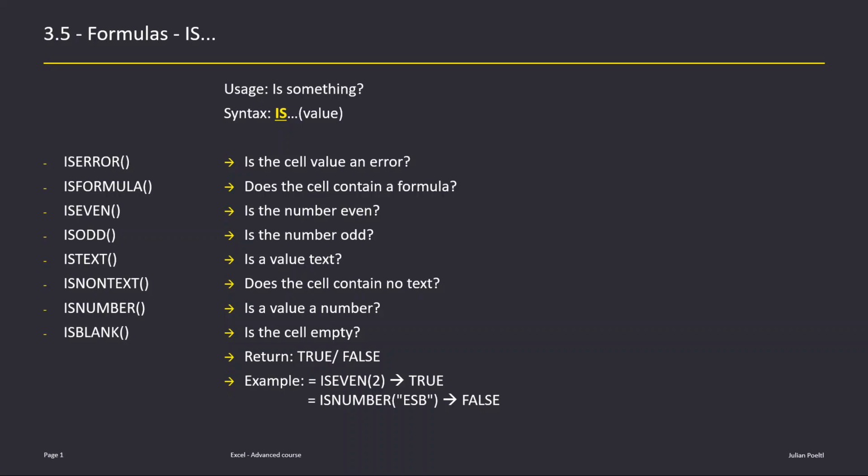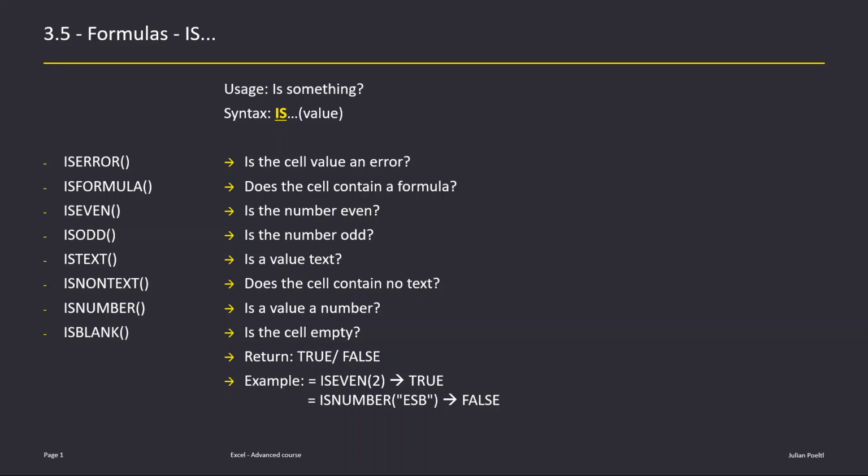So here we are with a new and I think short video about the IS formulas. And these formulas ask if something is, so to say. So for example, ISERROR checks if a cell value is an error. ISFORMULA checks if a cell contains a formula and not only text or numbers.